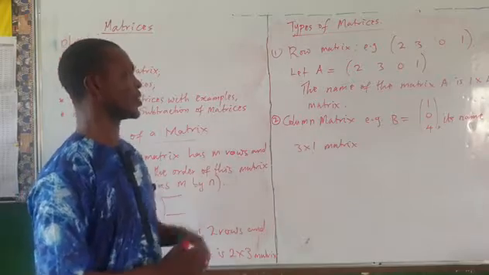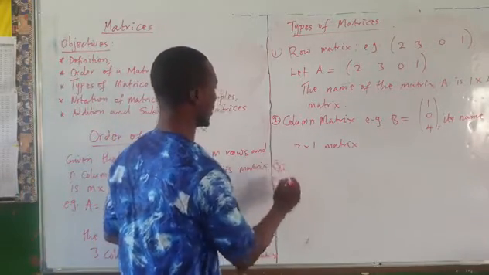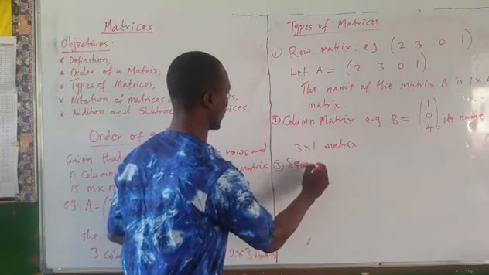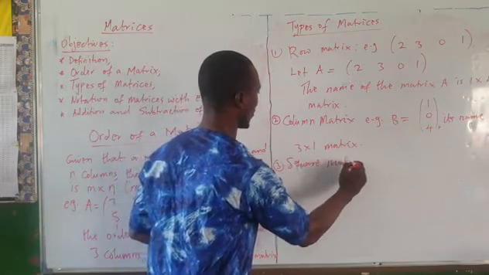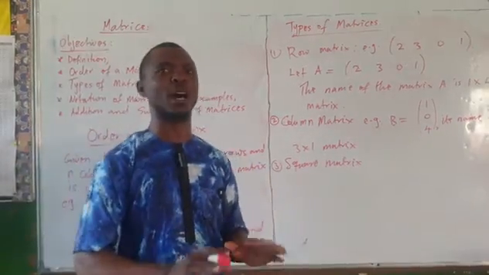After the column matrix, we have number 3, that is the square matrix. In a square matrix, the number of rows and columns are the same.